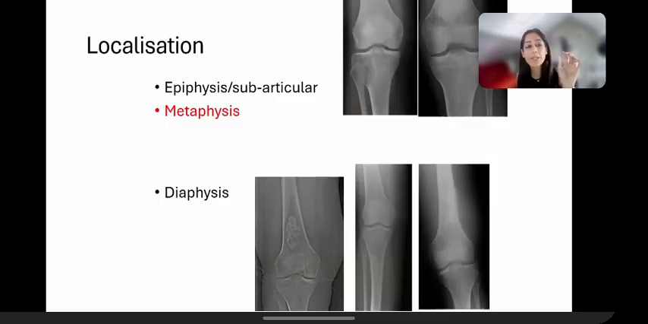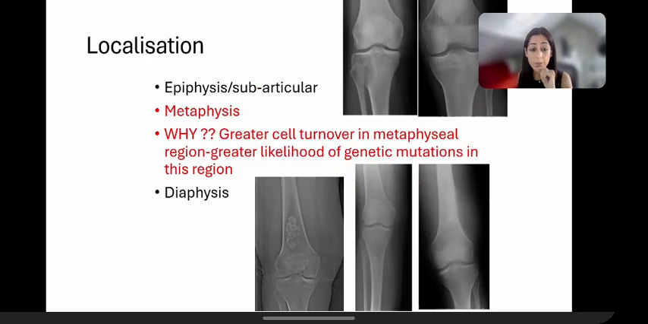Mostly, again, you can reach a list of differential diagnosis by localizing the tumor to epiphysis, metaphysis, or diaphysis. Most of the tumors are localized to the metaphysis because your metaphyseal region is the region of highest cell turnover. Of course, wherever there is more turnover, there is a high likelihood of genetic mutations. Hence, more lesions are noted here.